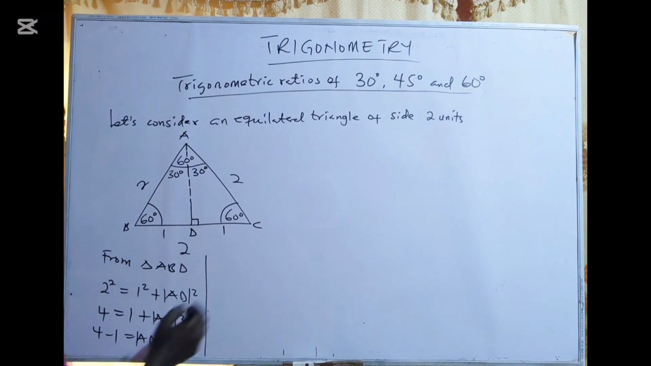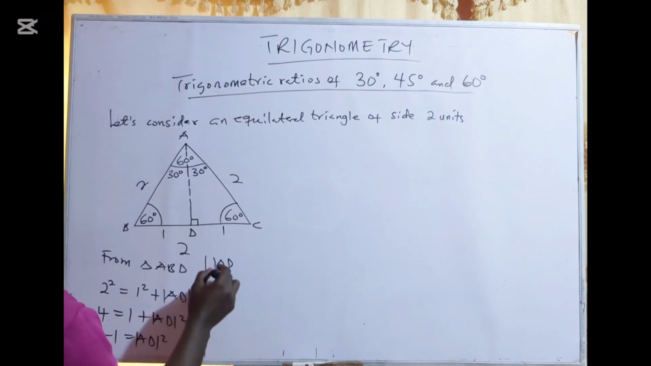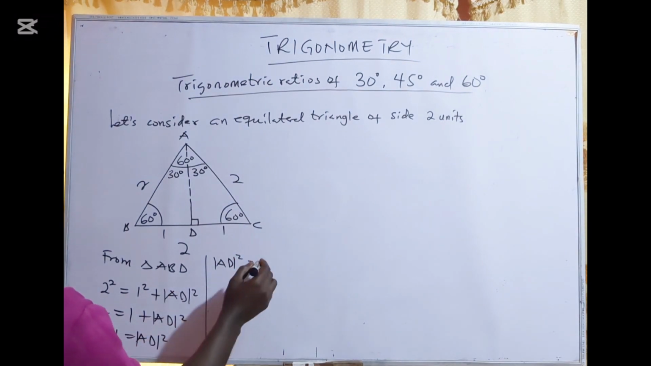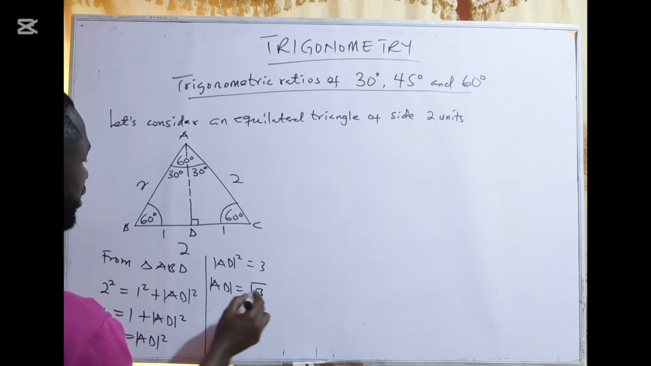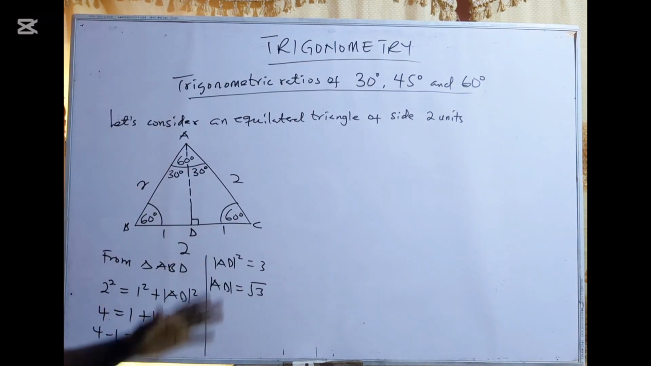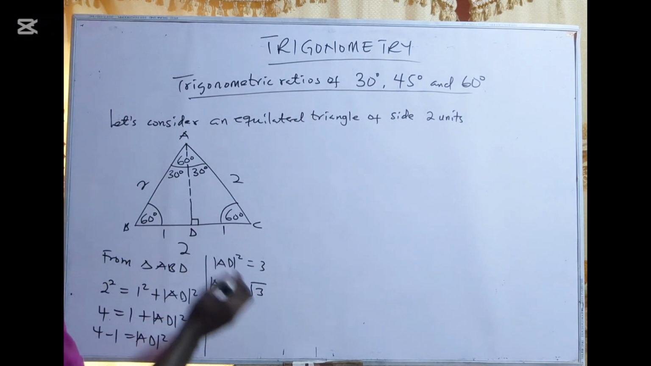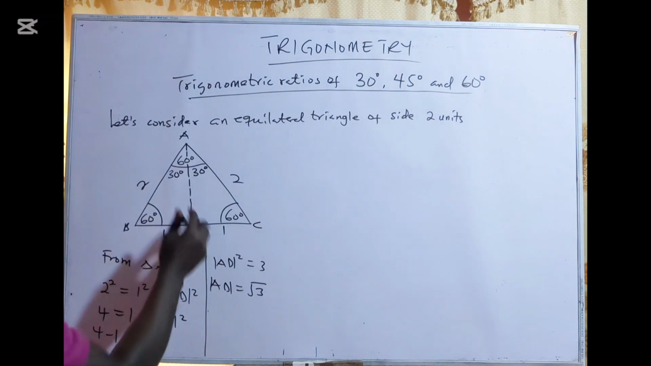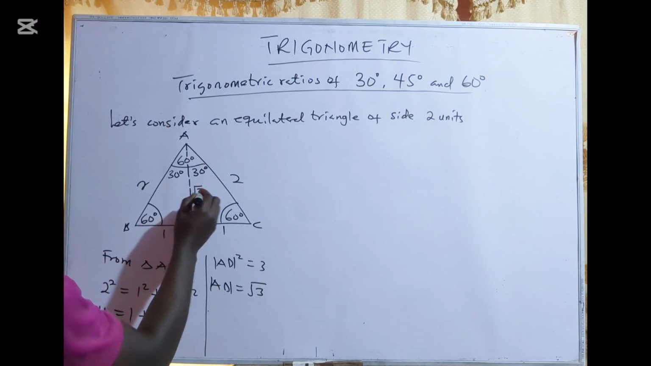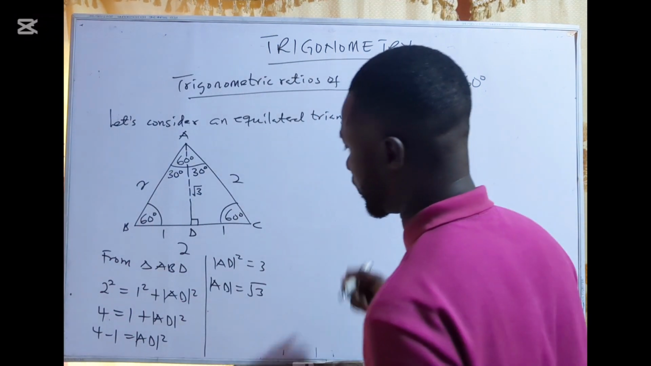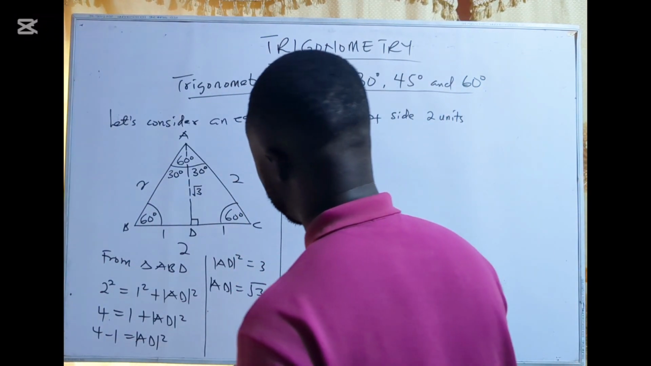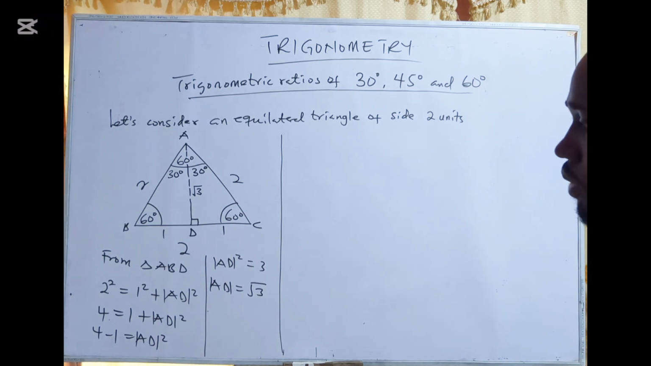And then my AD square will be equal to what? 4 minus 1 is 3. And AD will be equal to what? Square root of 3. Okay, so let's leave the answer in surd form like that. So my AD here is going to be root of 3. So now we can find the sine, the cos, and the tan.